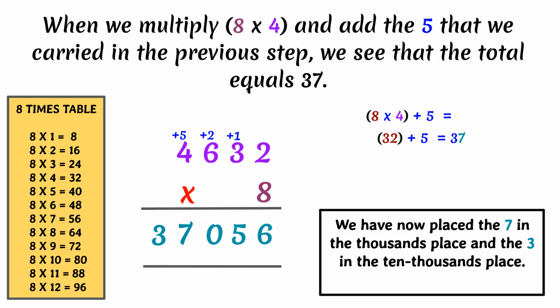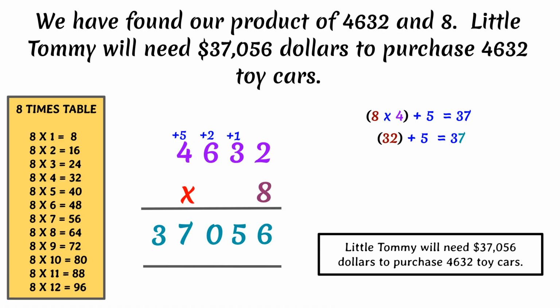After multiplying 8 by 4 and adding the carried 5, we get a total of 37. The digits 7 and 3 are placed in the thousands and 10,000s places respectively. We have found the product of 4,632 and 8, which is $37,056. Little Tommy will need $37,056 to purchase 4,632 toy cars.